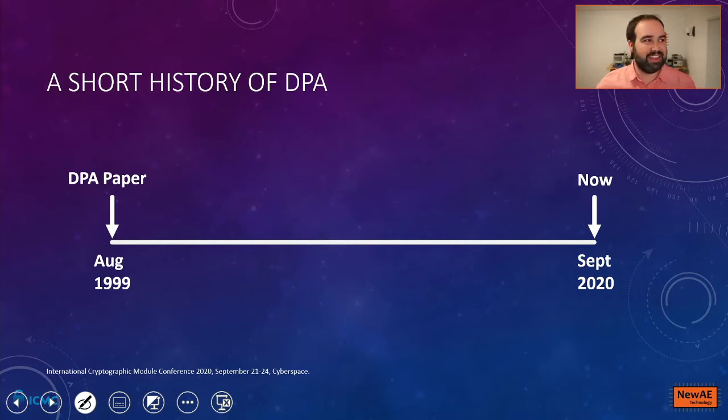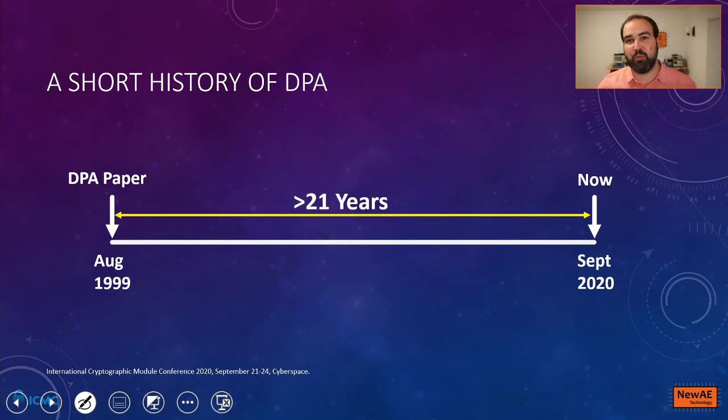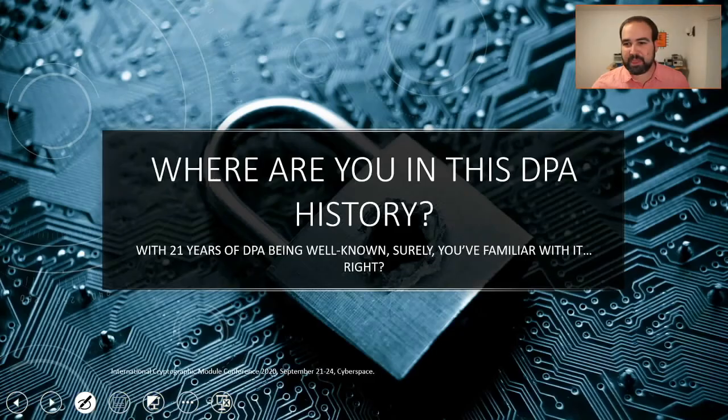So a short history of DPA, right? It was introduced in August 1999, or maybe before that, but that's the actual conference talk. And we're now in September 2020. So what's that between it? Well, that's more than 21 years, actually, just over 21 years. So the question is, surely by now you've done some work with DPA, right? Because it's been around for 21 years, so surely you know about it. What I found is that, while some people are working with it, there's lots of people that think it's complicated to get started or expensive or things like that.